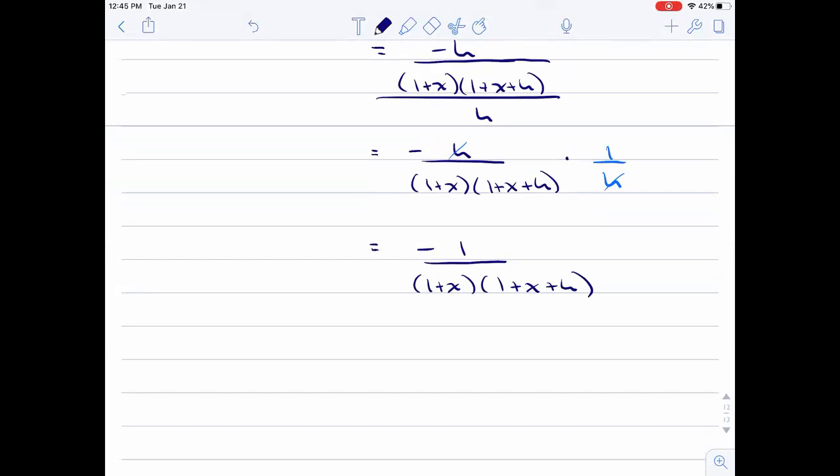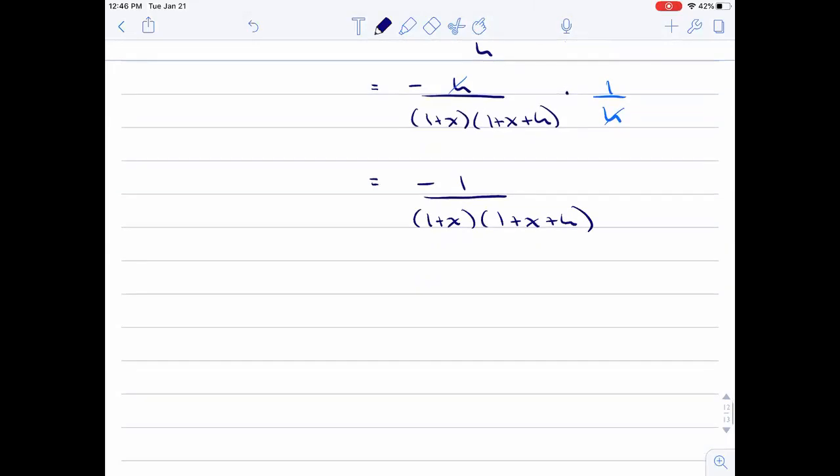We should probably simplify the 1 plus x times 1 plus x plus h. I'm going to leave it. Be a little lazy. How about that? Any questions about that one? Not a one.